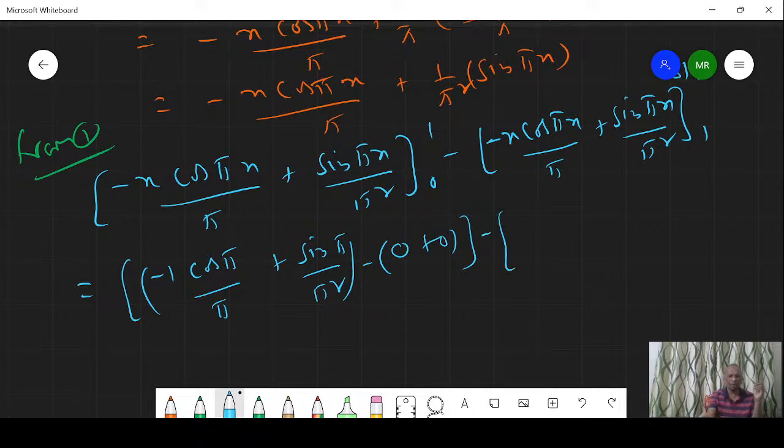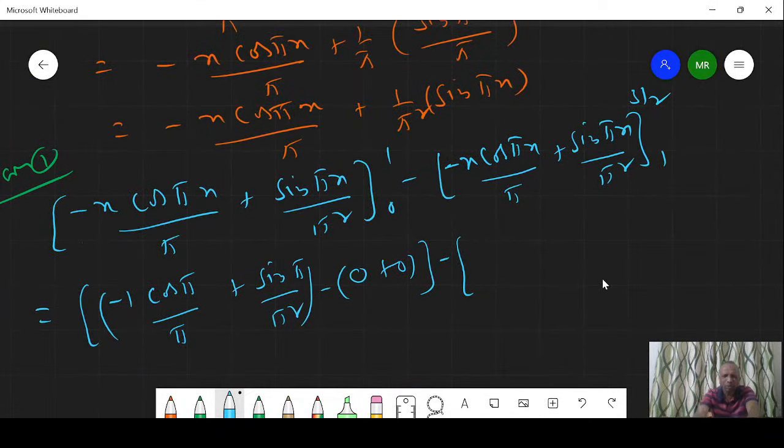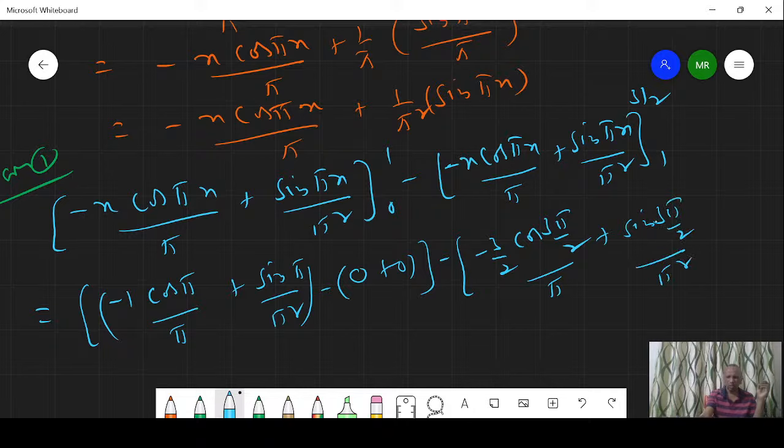Now minus, the same thing, apply the limits 1 to 3 by 2. Upper limit is 3 by 2. Just go through this. When the upper limit is 3 by 2, if we substitute here, minus 3 by 2 cos 3 pi by 2 by pi, plus sin 3 pi by 2 by pi square.